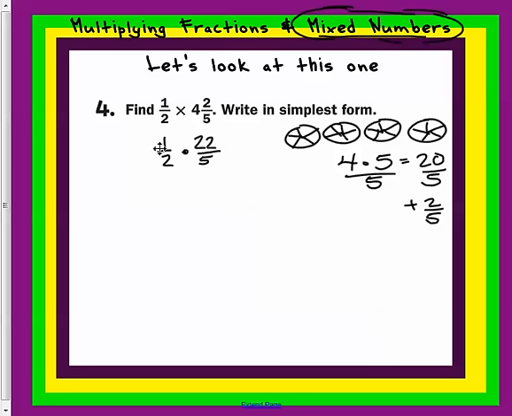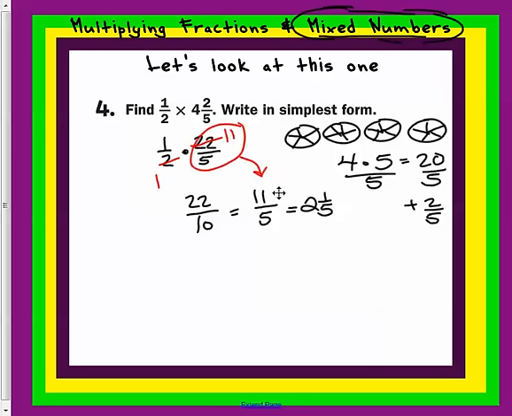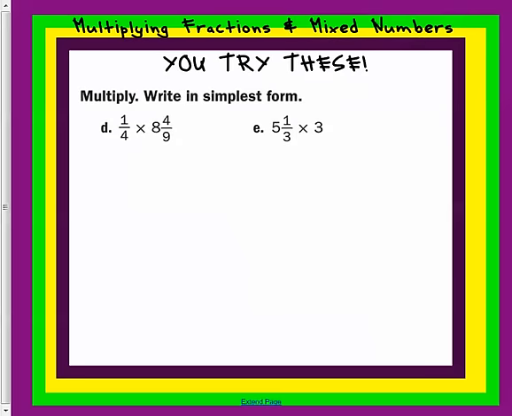Now I can multiply. 1 times 22 is 22, 2 times 5 is 10, simplify to 11 over 5, simplify that, 5 goes into 11 2 times with 1/5 left over. Or you can do it the way that I think is easiest and simplify within the problem, get 11/5 right away, and then simplify. Let's look at more like that one.